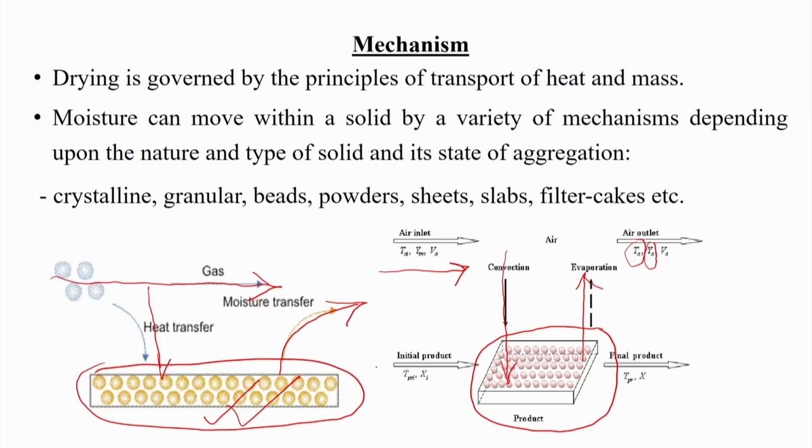So, the initial product is entering, and then the final product is exiting. If the moisture content in the initial product in the beginning is Xi, and whenever it comes from this product, at any time it will be X. So the moisture content will definitely decrease from Xi to X. So Xi will be greater than X, because our target is to remove the water vapor from the initial material, and we will be getting a relatively less moist solid.